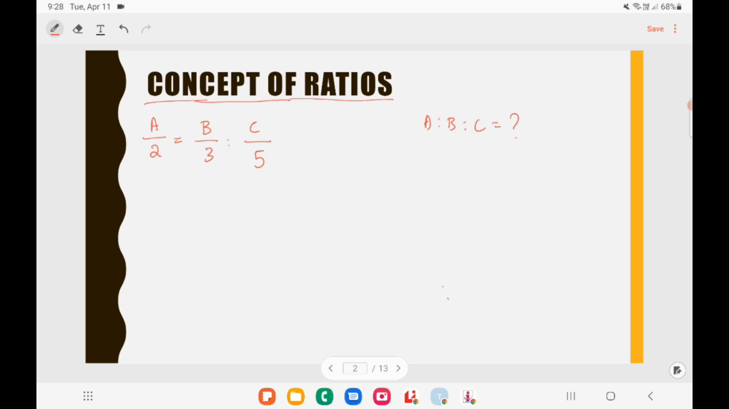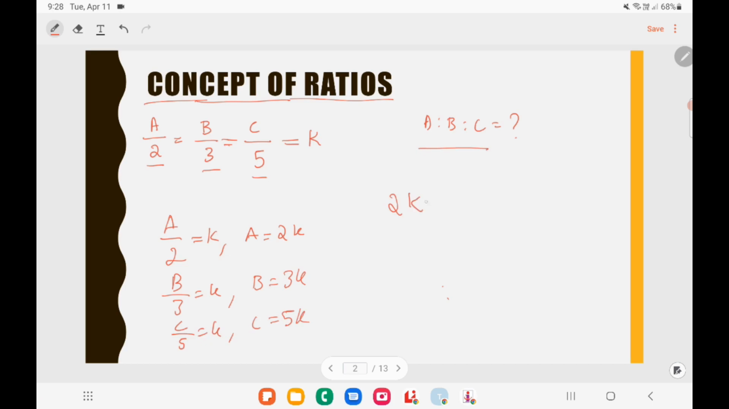Here, we know A by 2 is equal to B by 3 equal to C by 5. Just equate it to some number K. Okay. So that means A by 2 equal to K, B by 3 is equal to K, and C by 5 is also equal to K. So A by 2 equal to K means A is equal to 2K, right? B by 3 is equal to K means B is equal to 3K. And C by 5 is equal to K means C is equal to 5K. That means A is to B is to C is 2K is to 3K is to 5K. Right? Here K is common, so you can cancel K. That means it becomes 2 is to 3 is to 5.